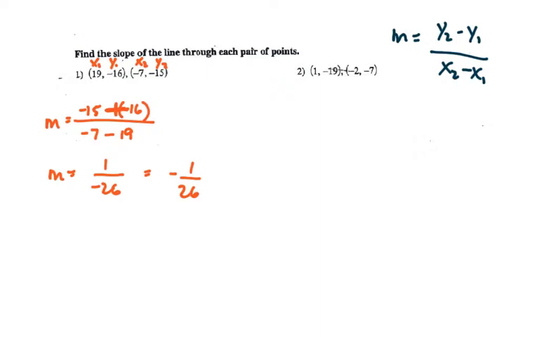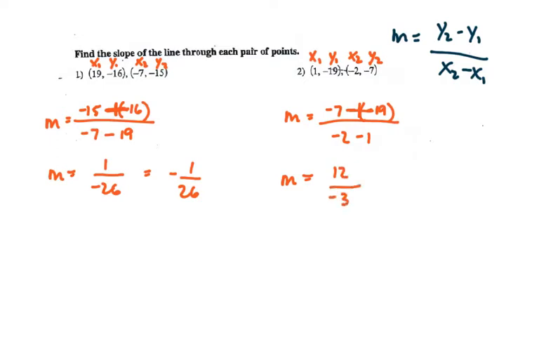We're going to label again x1, y1, x2, y2. In our slope formula, y2 comes first, -7, minus, then we have another negative for the -19, over -2 minus 1. -7 minus a negative, so we got plus. -7 plus 19 is the number 12. -2 minus 1 is -3. And then this one does reduce. 12 divided by -3 is -4. I apologize for the very excited dog in the background.